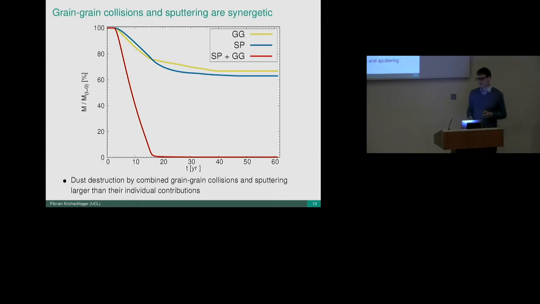The reason for this is that the grain-grain collisions are working for the sputtering. Grain-grain collisions not only destroy dust by vaporization, they also fragment. And this fragmentation conserves the dust mass. But these smaller dust grains, which are produced by the grain-grain collisions, can then sputter more easily. This means grain-grain collisions are forming smaller dust grains, and these are then sputtered. And this is the reason that the dust destruction rate for the combined processes is much larger than the individual contributions. Here, everything, or nearly everything, is destroyed.